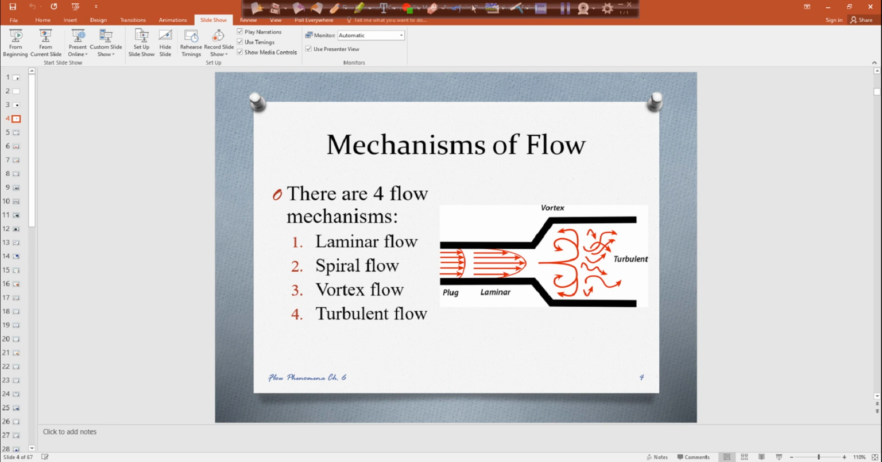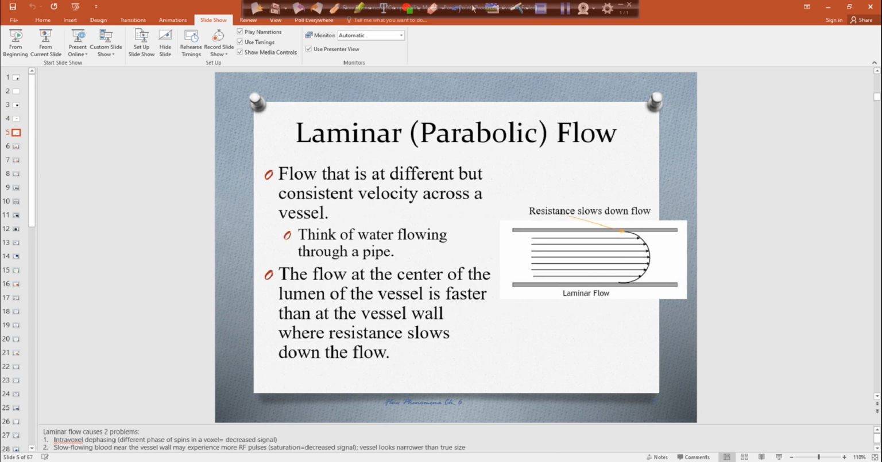All right, there are 4 classifications of flow. So first is our laminar flow, which is also sometimes called parabolic flow. You have your spiral flow, which also can be referred to as helical flow. Number 3 would be vortex, and 4 is turbulence. So you can see here a little bit of how they draw these flow mechanics within the vessel here. But we'll go over each one of these.